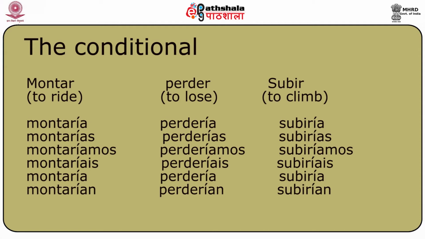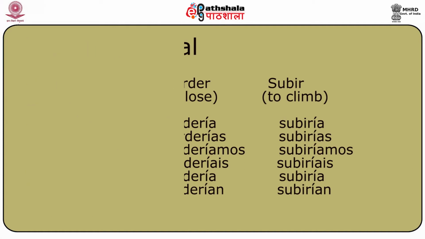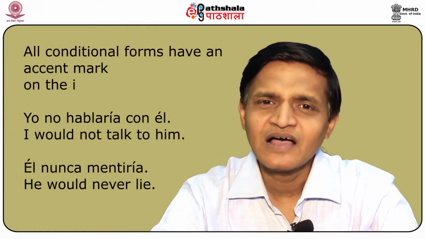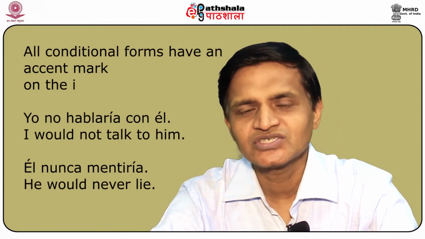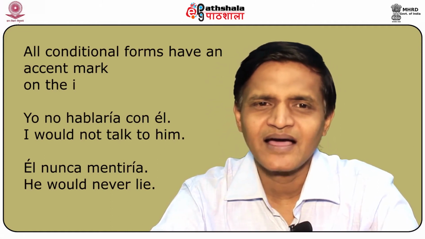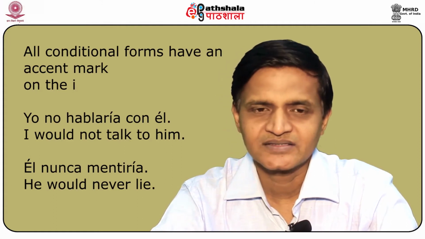Another example of an IR ending verb is subir. So, we do not drop the infinitive ending and we just add the ía. Subiría, subirías, subiría, subiríamos, subiríais, and subirían. So, it is very easy. All conditional forms have an accent mark on the I. The three conjugations AR, ER, and IR have the same endings.